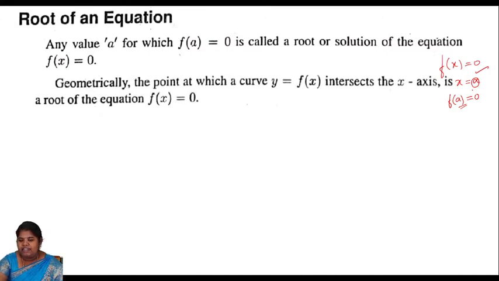Geometrically, we can say the point at which a curve intersects the x-axis is said to be the root of the equation. If the curve cuts the x-axis, then that point is said to be the root of the given equation f of x equal to 0.